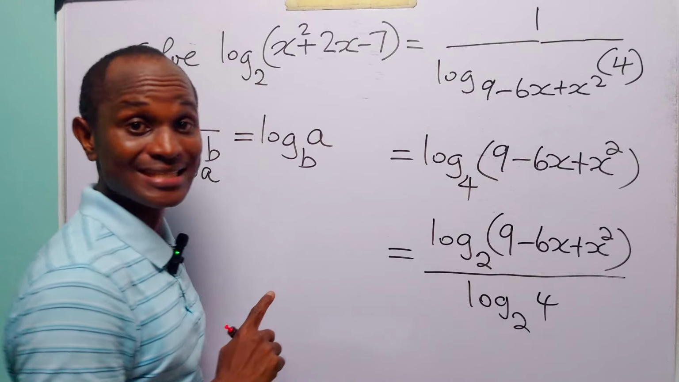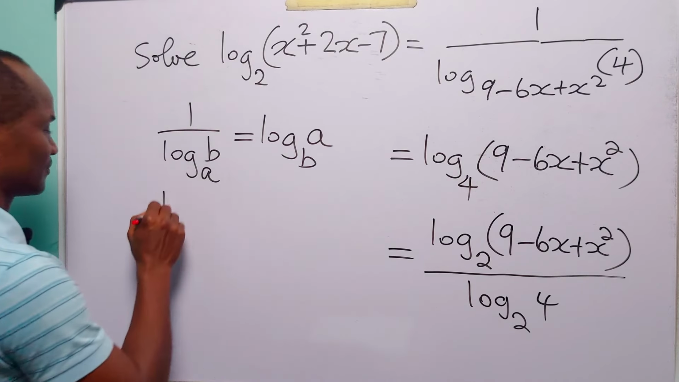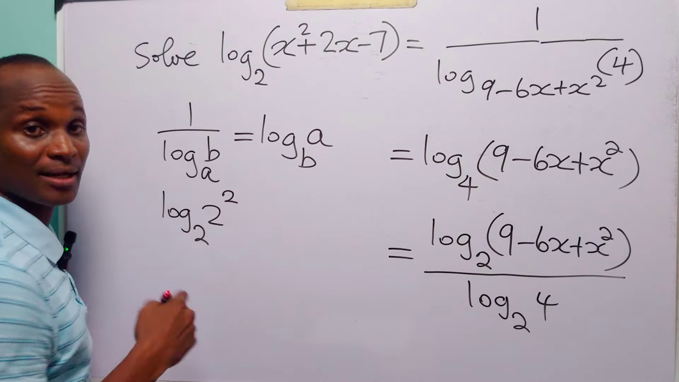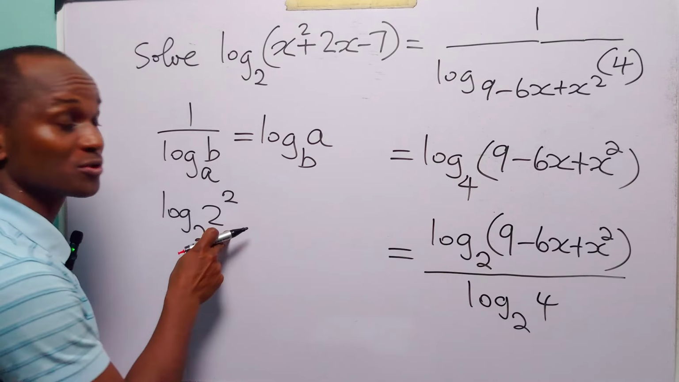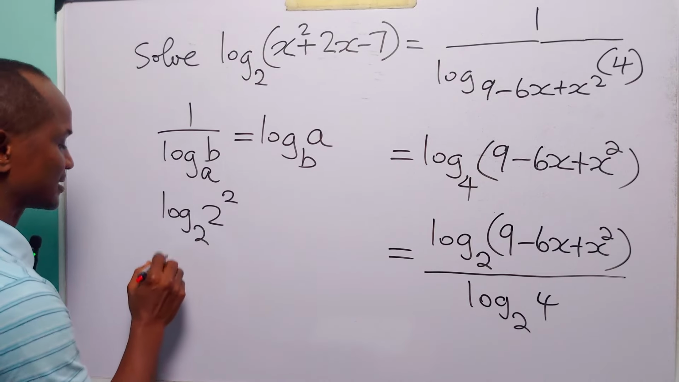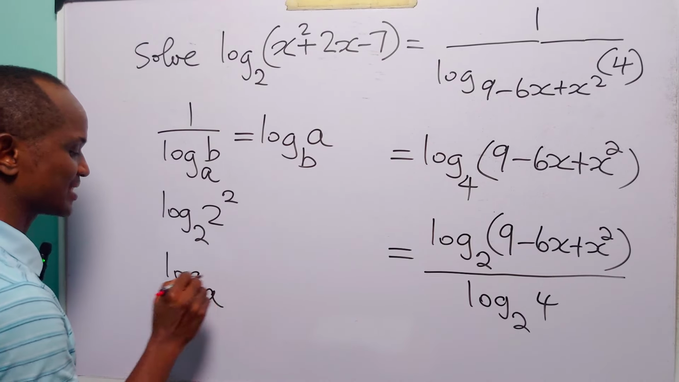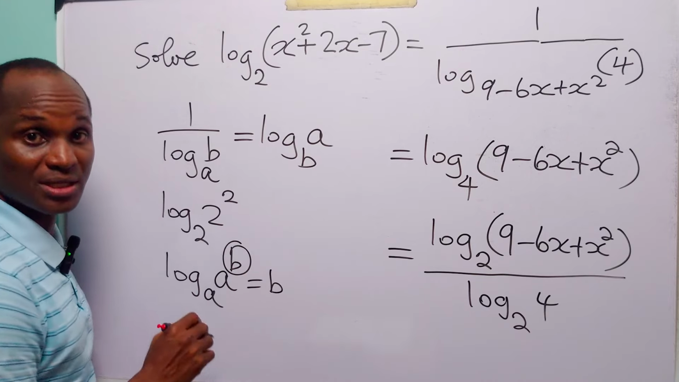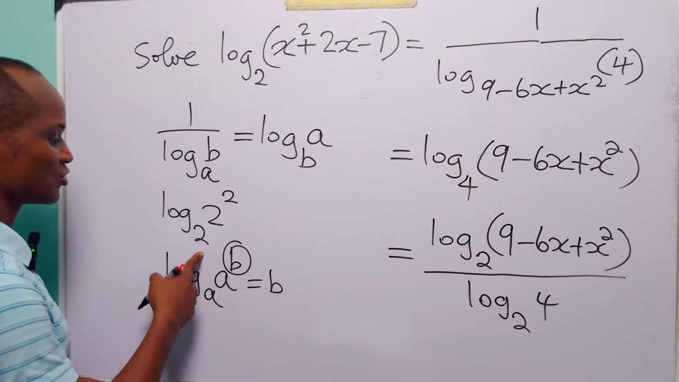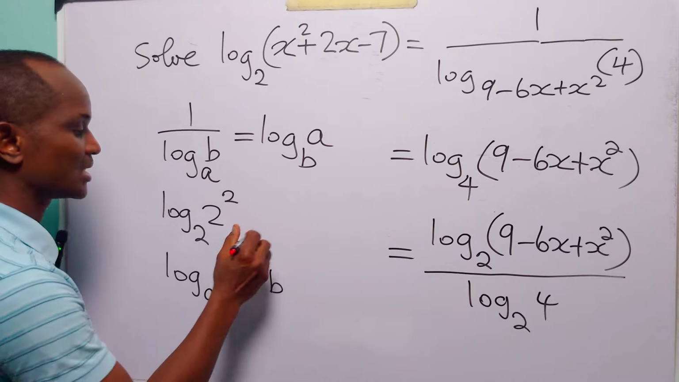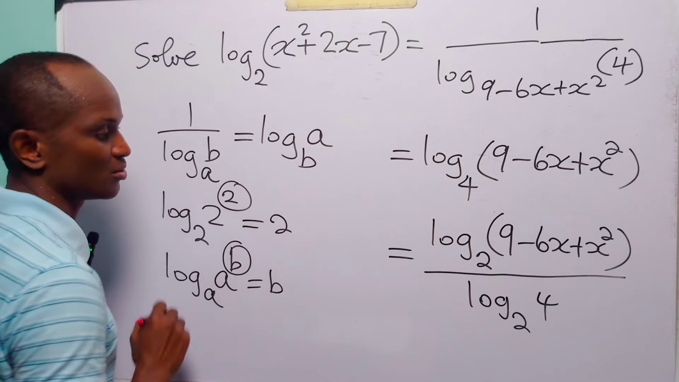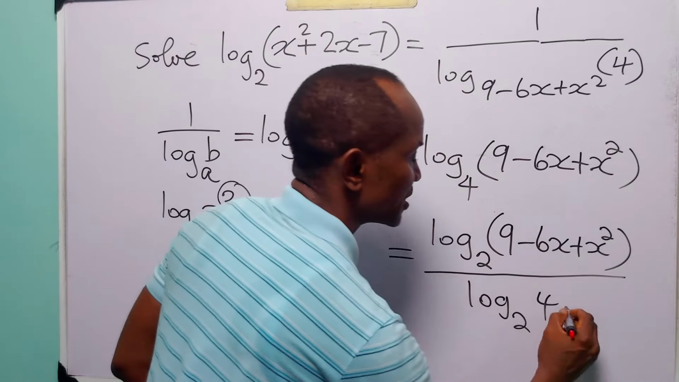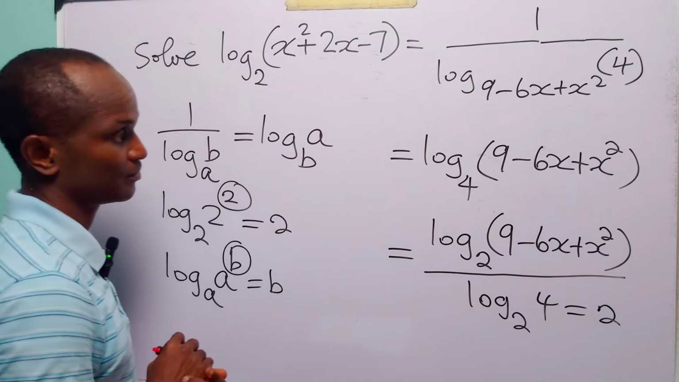Now, let us look at this denominator. We have log to base 2 of 2 squared. Of course, you know that 4 is equal to 2 squared. Recall that log to base a of a to power b is equal to b. So that simply means that log to base 2 of 2 to power 2 is equal to 2. And that tells us that this denominator, that is log to base 2 of 4, is equal to 2.